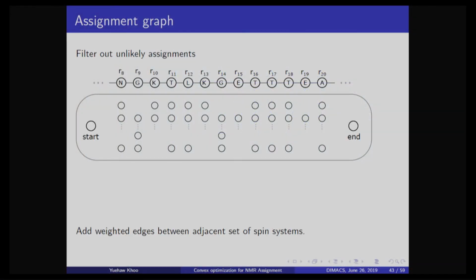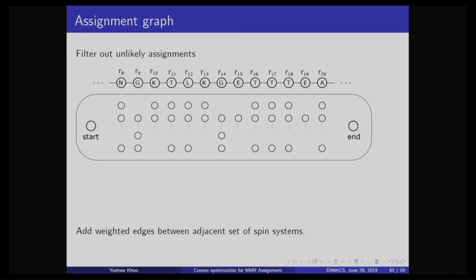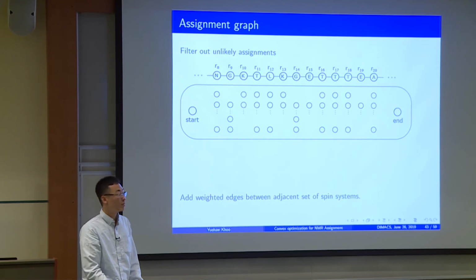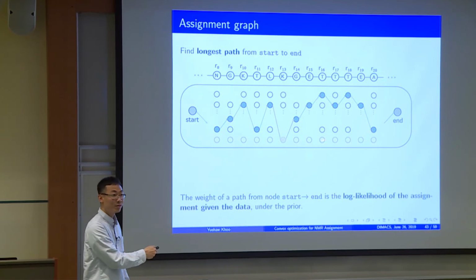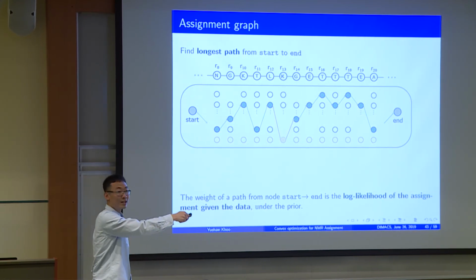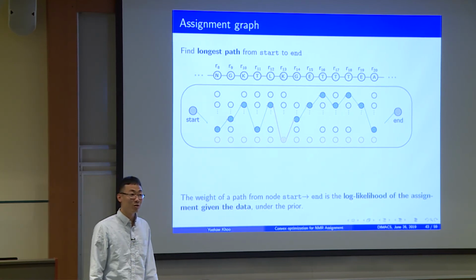Now, you start adding weighted edges between adjacent sets of spin systems. Between two adjacent sets of spin systems, you add some weighted edge. And you can also filter out some spin systems that really seem unlikely for each residue. So this is the type of graph you have. Then you solve a shortest path problem or longest path problem that starts from the beginning and traces all the way to the end. So this path should give you the minimum negative log likelihood.